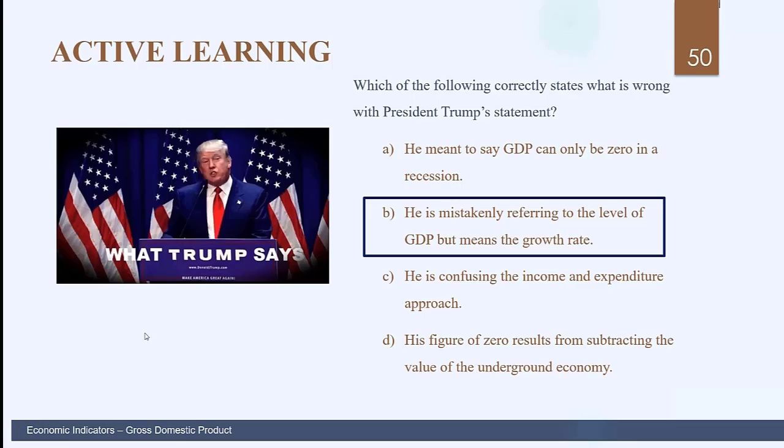So given our lecture today, I hope that you could clearly see that we cannot have a GDP of zero or below zero, because if GDP was zero, that would mean that not one good or service was produced within the borders of the United States. Clearly, President Trump meant to say that the growth rate in GDP was less than zero. And this does happen, and it typically happens in recessions.